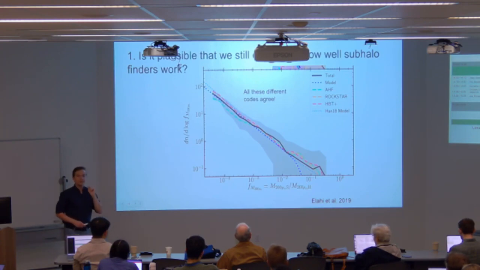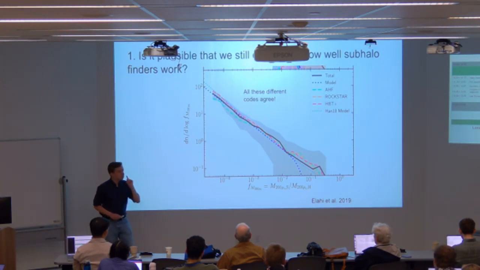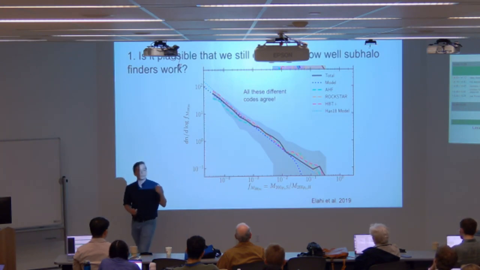But note that it's not actually a proof. They could all be wrong. And the other thing is this is actually a very fragile argument. All it takes is one subhalo finder that you find credible, which is predicting more than this, and suddenly this test isn't telling you anything anymore.